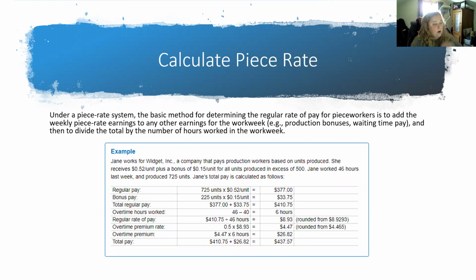We're going to add that to our regular pay that we received. So $410.75 plus the overtime premium of $26.82 means that Jane earned $437.57 for the week. So that's an example of a piece rate type of calculation.